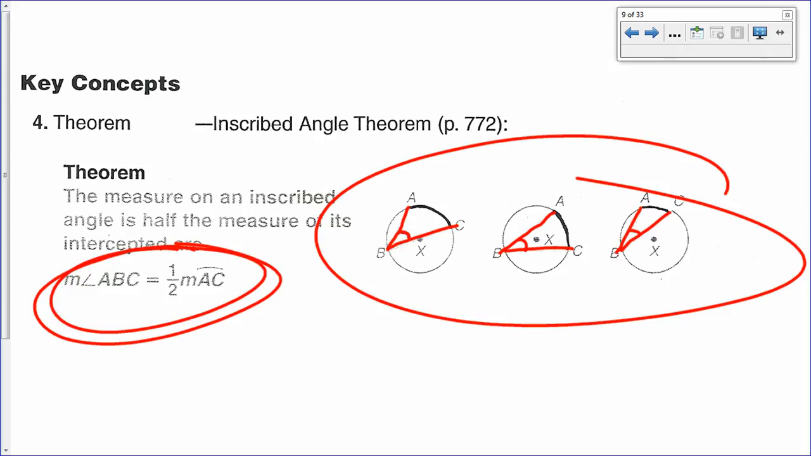The angle, the inscribed angle, is half of the intercepted arc. So if this is 50, this is 25. It's very simple. If the arc is 50 degrees, the angle will be 25 degrees. Or whatever, okay, 50, 25. Say this is 40, then this angle will be 20. So it's a very simple theorem.